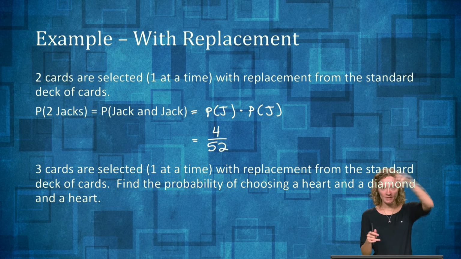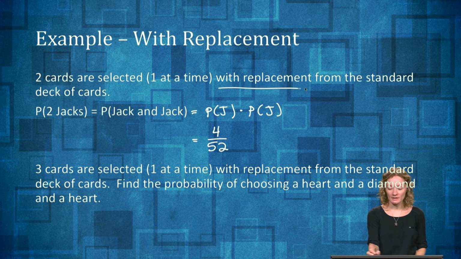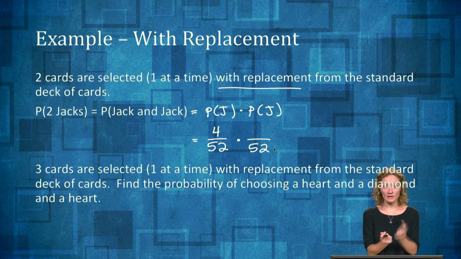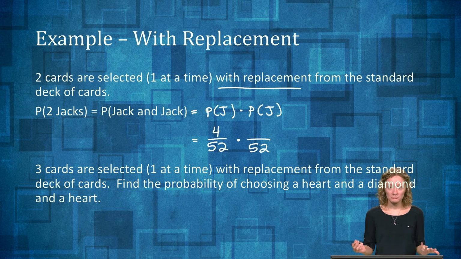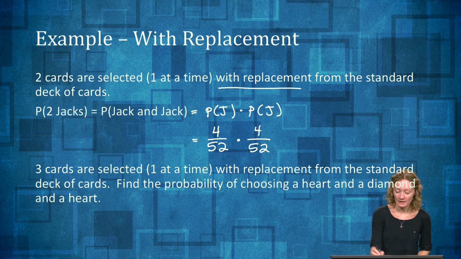Okay, we assume that we picked a jack. That's how we get to keep playing, but there's replacement, so we put the card back. And then we make another selection. On our second choice, all 52 cards are still an option because we put the card back. And of the 52, how many are jacks? Still 4, because we put the card back.